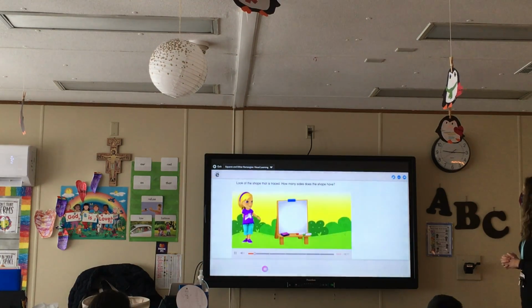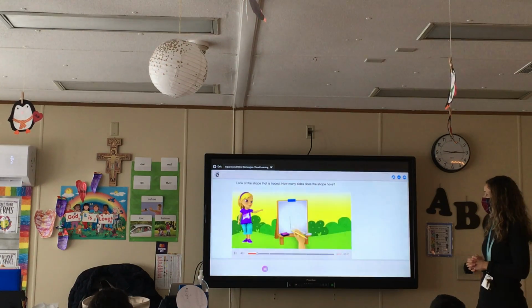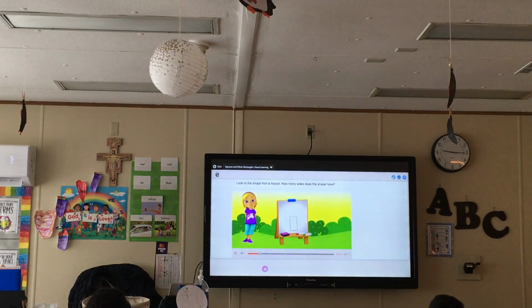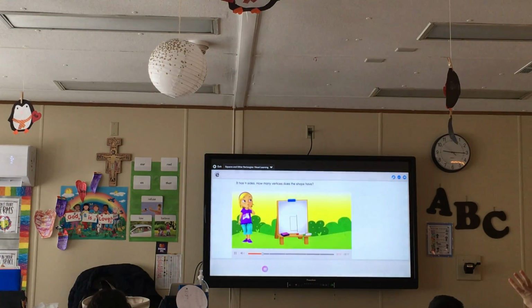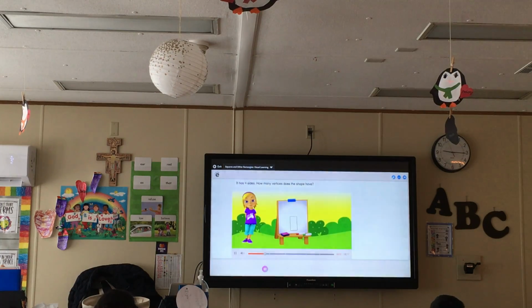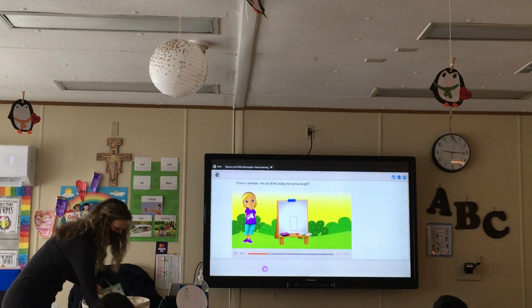What do you know about shapes with four sides? Let's see. Look at the shape that is traced. How many sides does the shape have? How many sides? Say it out loud, guys. It has four sides. How many vertices does the shape have? Vertices are corners. How many corners? Vertices. It has four vertices. Four. Okay. Are all of the sides the same length?